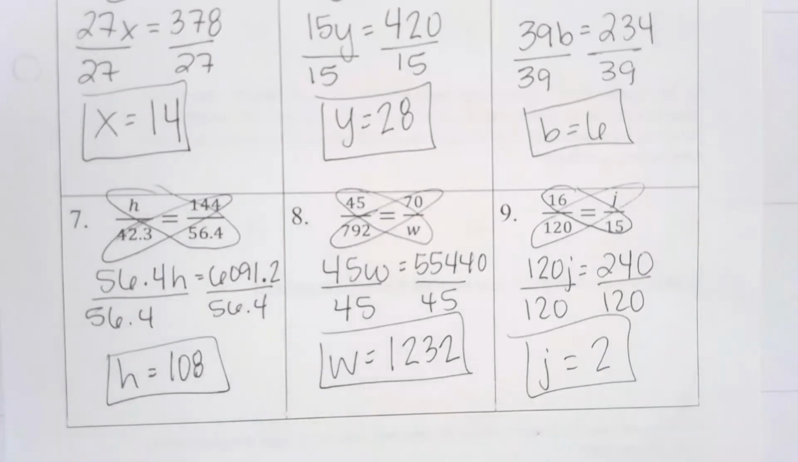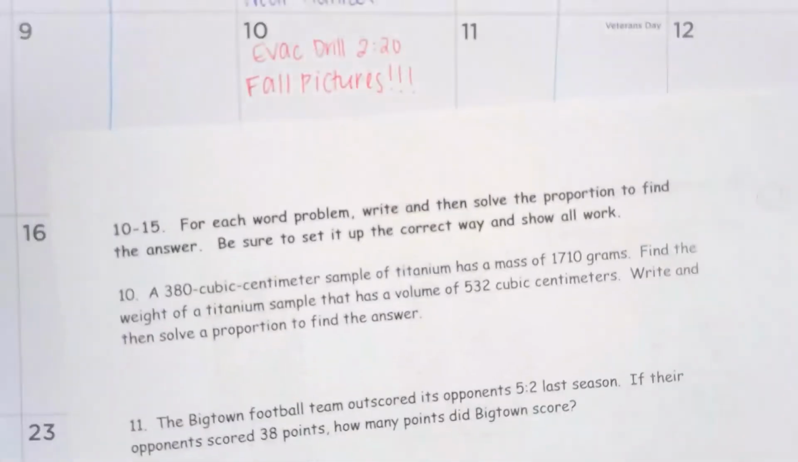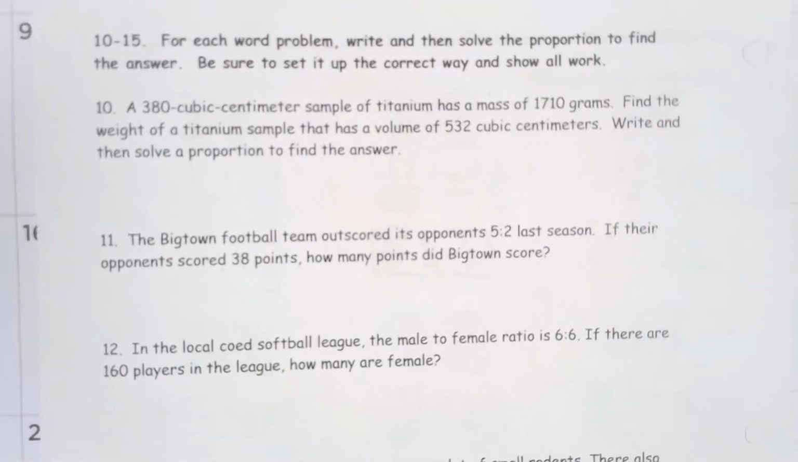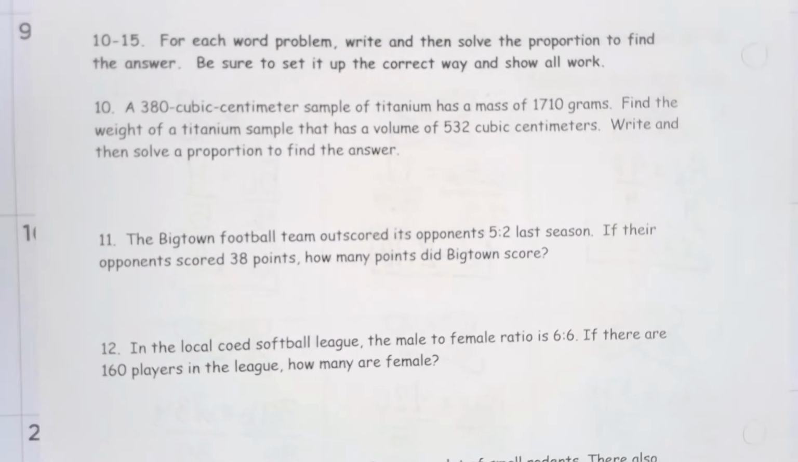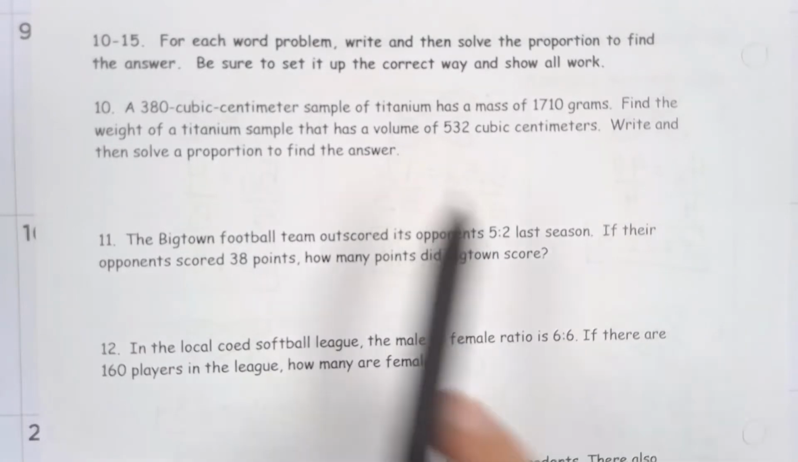So let's go ahead and move on to the back side to show you how to set them up with word problems. So for each word problem, write and then solve the proportion to find the answer. Be sure to set it up the correct way and to show all work. So the main thing with proportions is you have to make sure that your units stay proportional throughout your proportion. So let's do the first one.